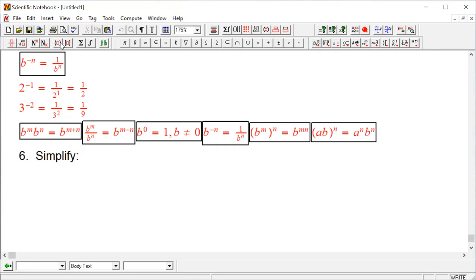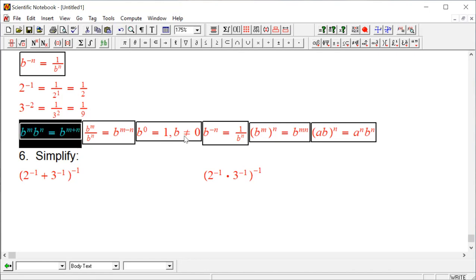The first one I look at is 2 to the power of negative 1 plus 3 to the power of negative 1, and then there's a negative sign outside the parentheses. And the number 2, we have everything almost the same, but this is a multiplication. Okay, so these questions are placed there intentionally so you can tell the difference. You can see all of these formulas here.